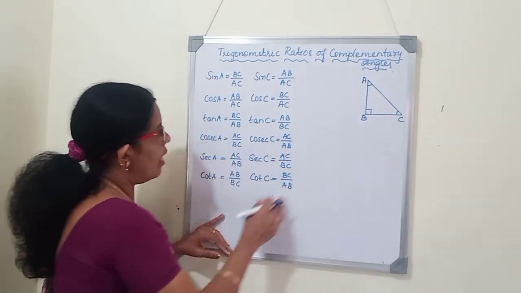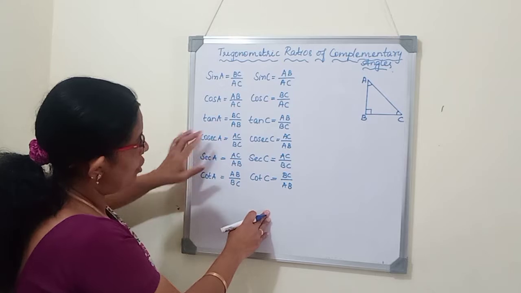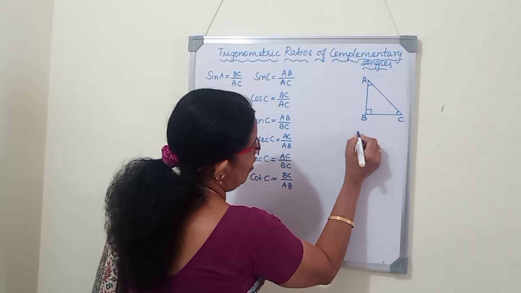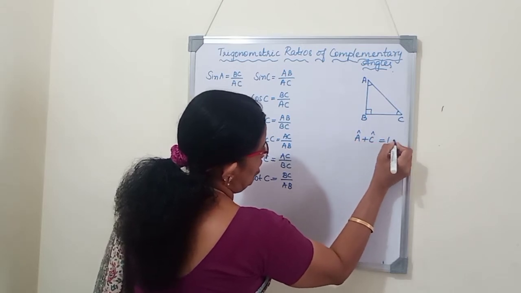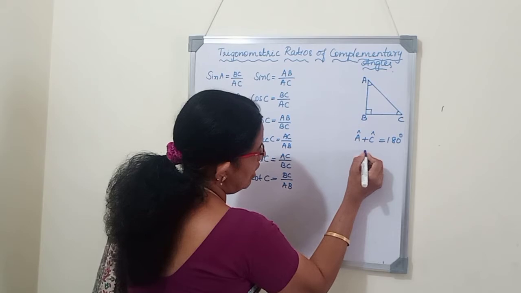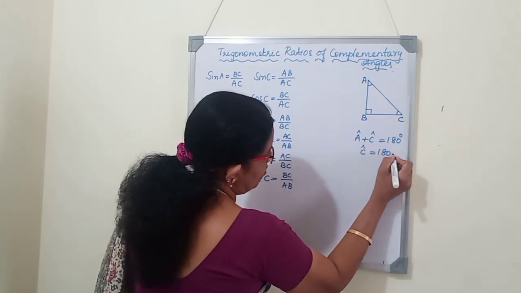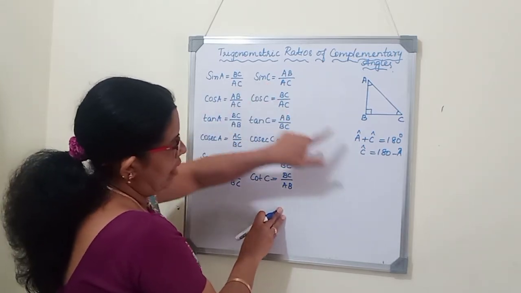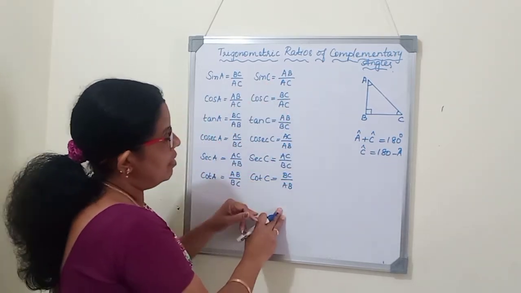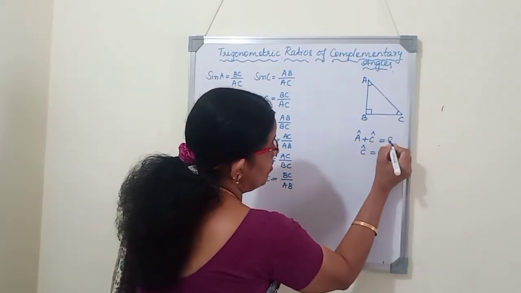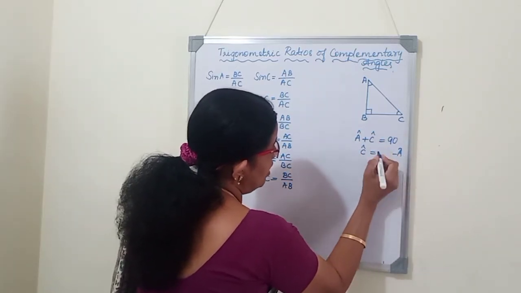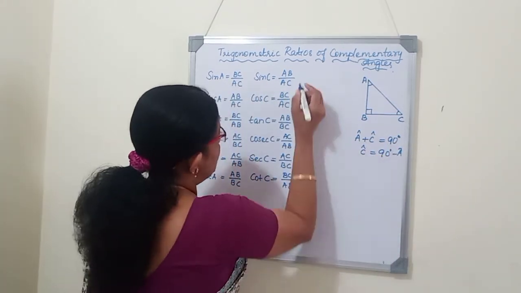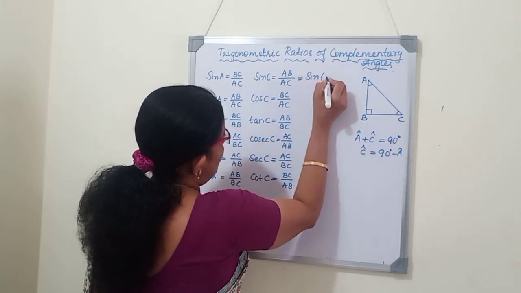So from this diagram I have written all the 6 trigonometric ratios with respect to angle A and with respect to angle C. Now I already told you A plus C is 90. So angle C can be written as 90 minus A. Instead of C, we will write 90 minus A. So this is nothing but sin of 90 minus A.